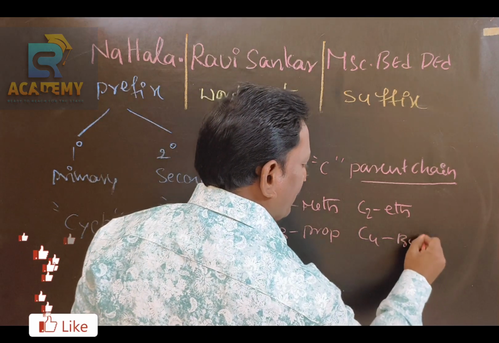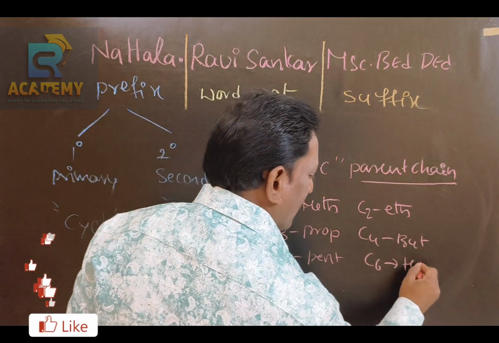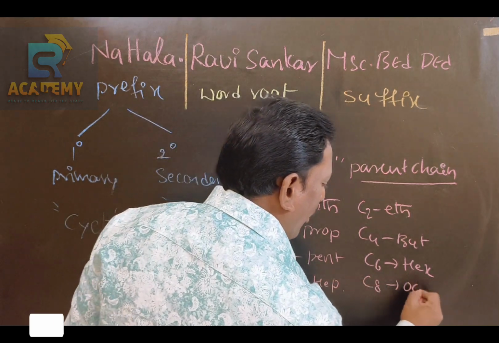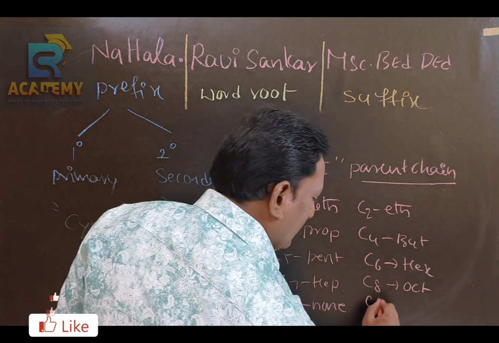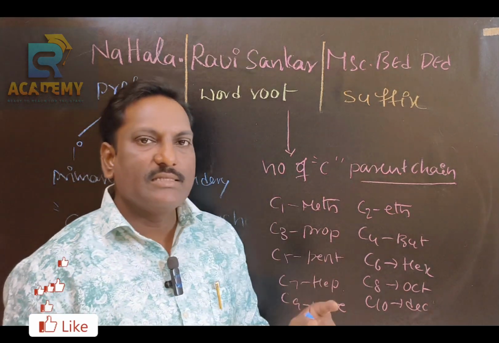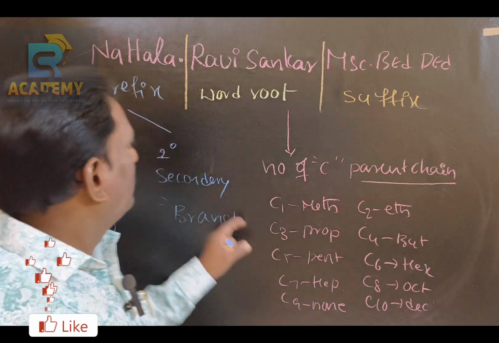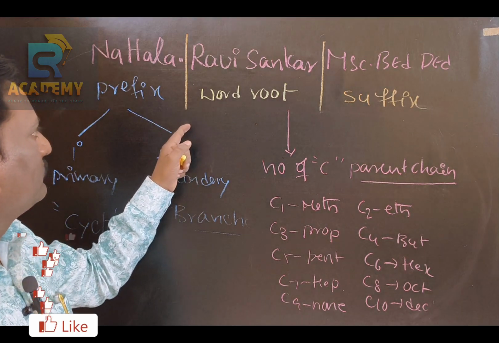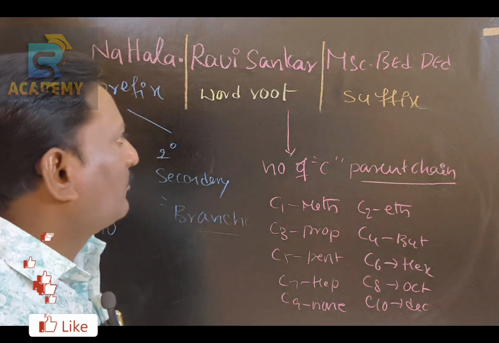Four carbons, but. Five carbons, pent. Six carbons, hex. Seven carbons, hept. Eight carbons, oct. Nine carbons, non. Ten carbons, dec. Please make a note. So word root tells us the number of carbon atoms present in the parent chain selected by you. The prefix is followed by the word root, which is the middle part of the name of the organic compound.